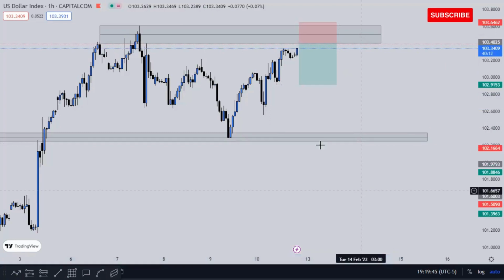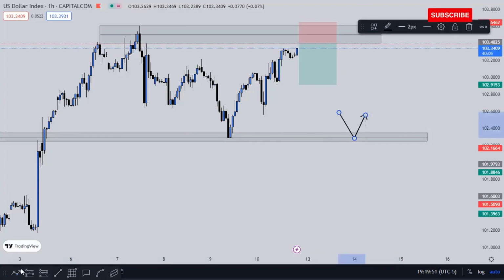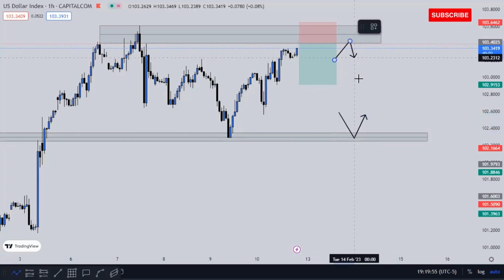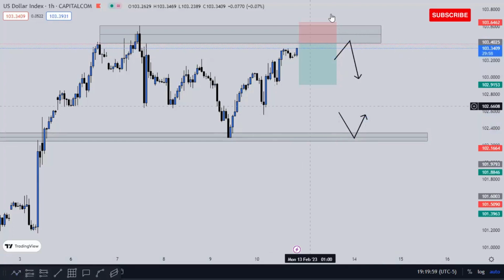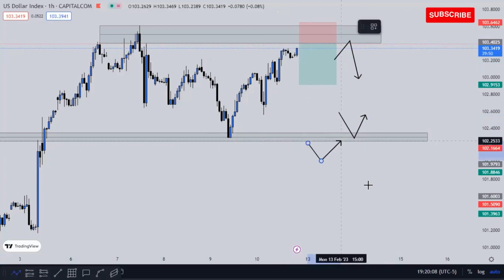Okay, so this is it for this pair. This is basically what I'm looking for. Tap, reject, 1:2, I'm out. Here, tap, reject, 1:2, I'm out. However, if this level breaks or if that level breaks, then I'll be looking for a retest to buy the market. If it breaks here lower, then I'll be looking for a retest to sell this market.